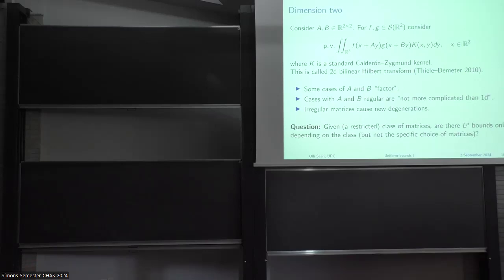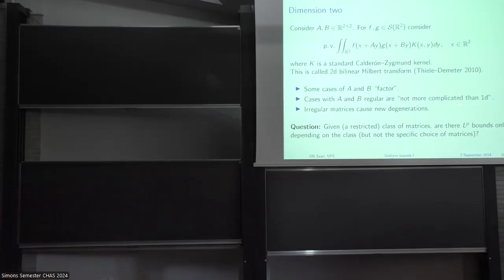And then there is a statement in the Thiele and Demeter paper that, okay, if A and B are regular matrices, invertible, then things are not more complicated than what happens in one dimension. Okay, that's kind of a brave statement, and it's certainly not easy to verify this for non-experts, but they give some sketch and they state it, and in a way it's true.